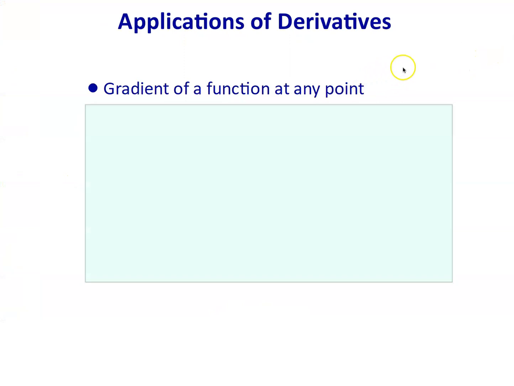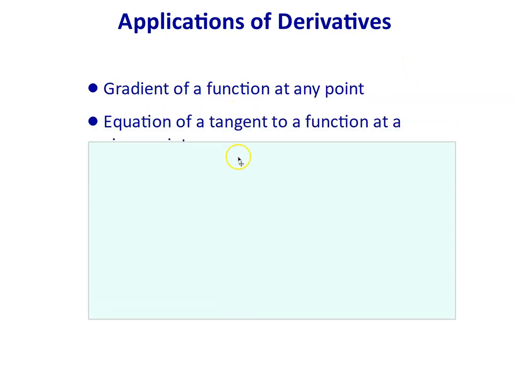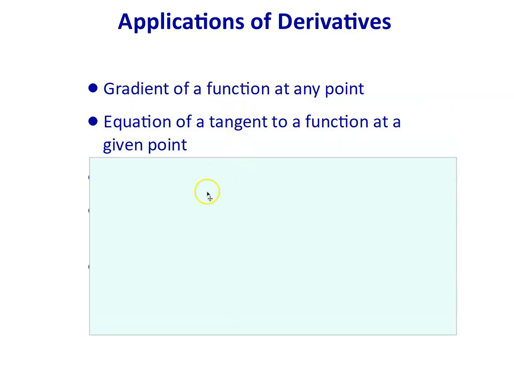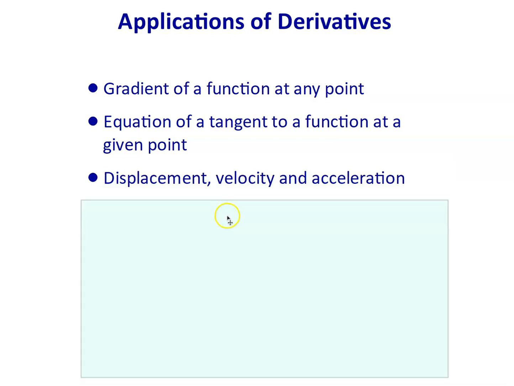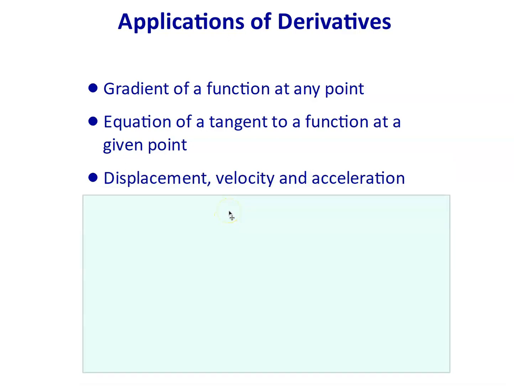So what are the applications of derivatives we're going to be looking at? Well, we're going to start by looking at the gradient of a function at any point. This is one you've probably done before. We'll also then use this to find the equation of a tangent line to a function at any given point. You might have done questions like that already back in Year 11. You're going to look at displacement, velocity, and acceleration, because derivatives basically is the underlying mathematics behind all of that.